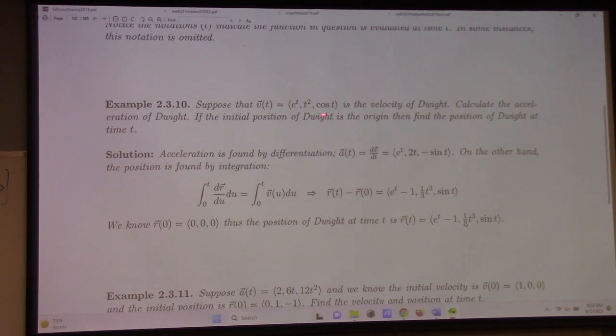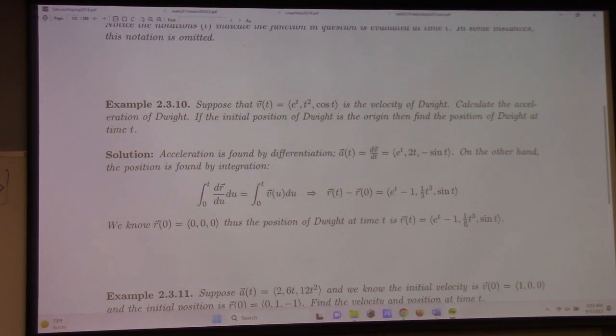But so if that's the velocity, and I tell you the initial position of Dwight is at the origin, I say find the position. So to find position from velocity, we integrate, right? So the integral of dr/du is equal to the integral of v here. Now the net change theorem for vector paths gives us that this is r of t minus r of 0. And then we can just integrate that. We get that. And so, voila, there you go.